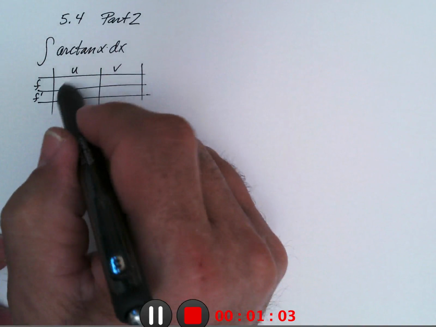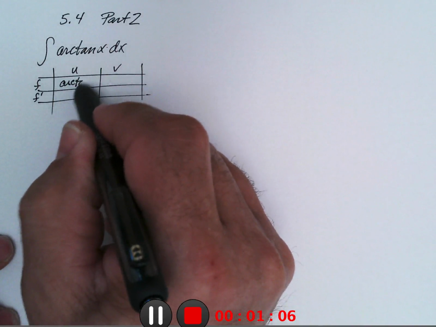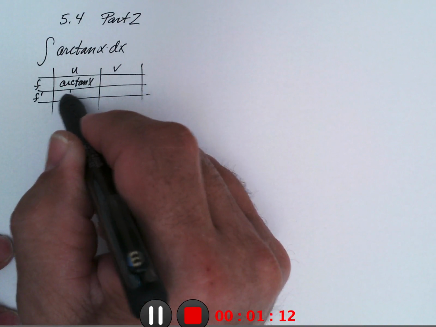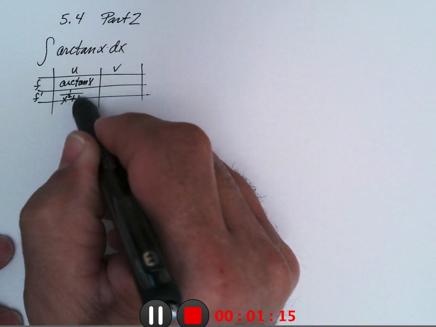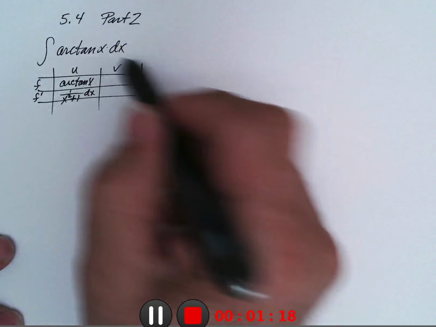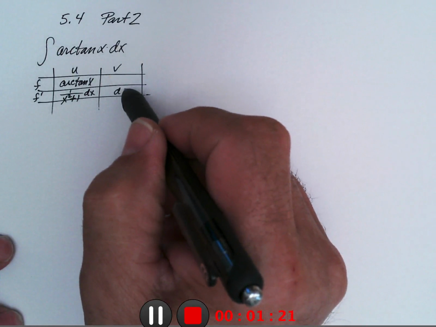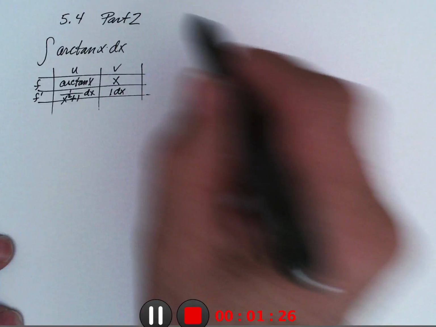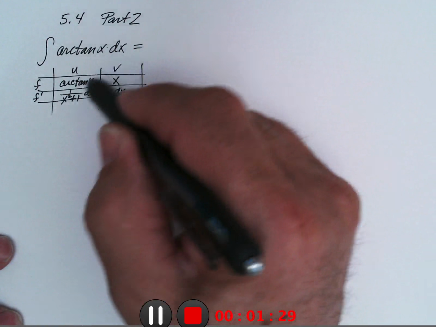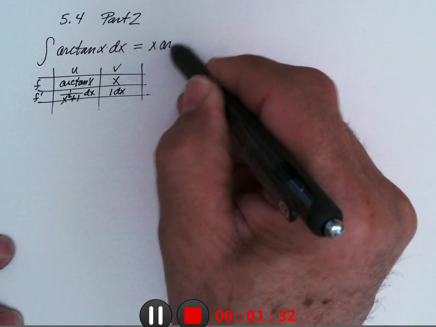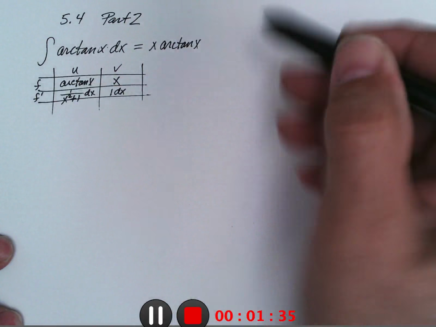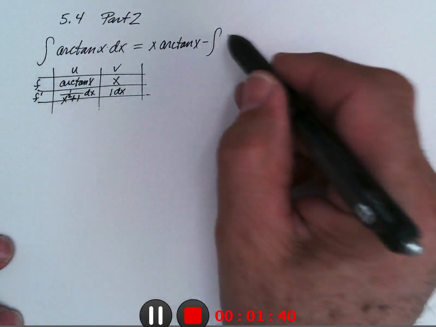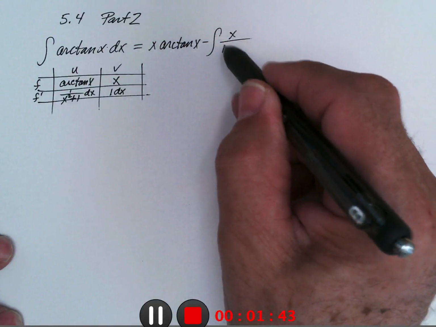So I'm going to put arctangent here so that when I take its derivative, which I hope you remember is 1 over x squared plus 1 dx, and I'm going to put the dx here, which is like 1 dx, and the antiderivative of 1 is just x. So this becomes u times v, x arctangent x minus the integral. This came from the problem, so this is the new problem. x over x squared plus 1 dx.